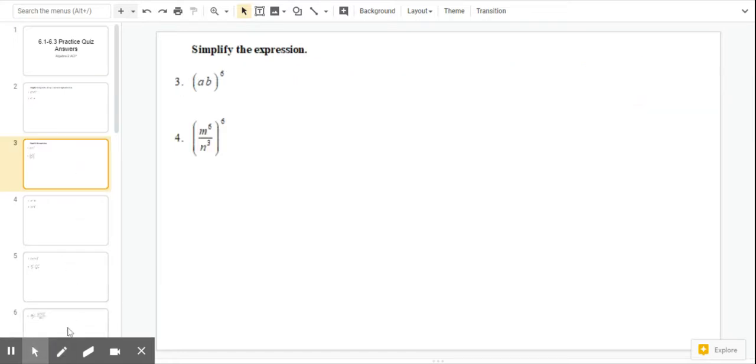All right, moving on. So number 3, actually not much to do here. You just distribute that exponent. So a to the 6th, b to the 6th, the end.